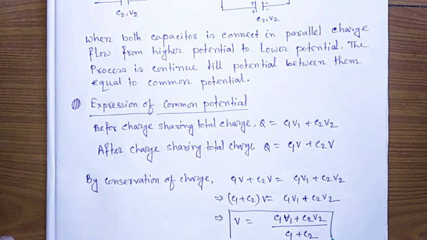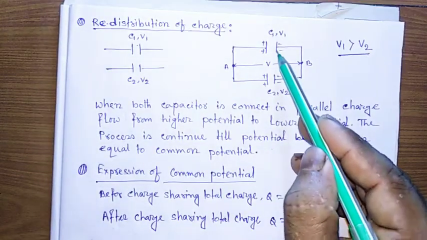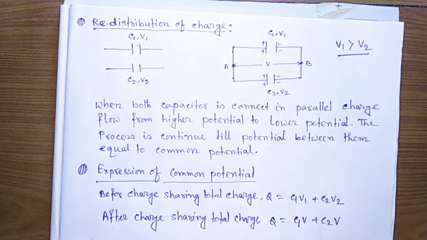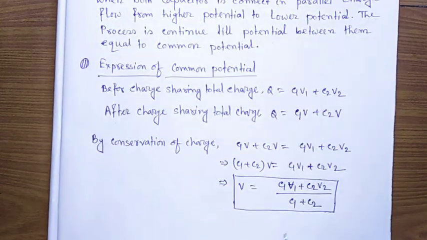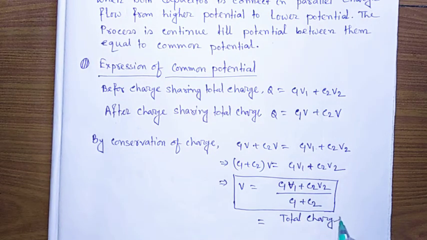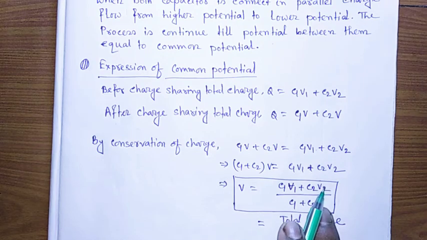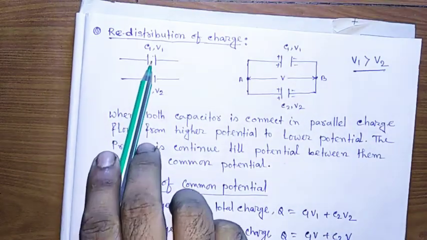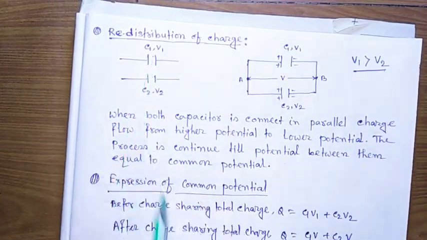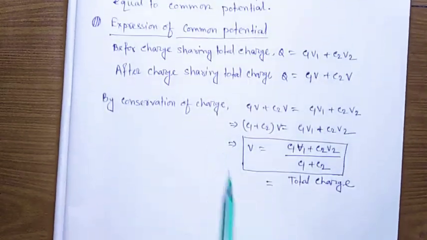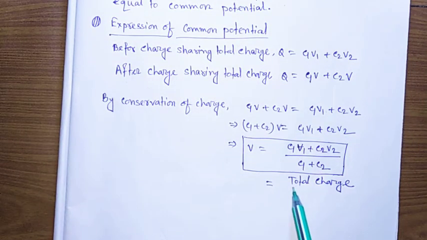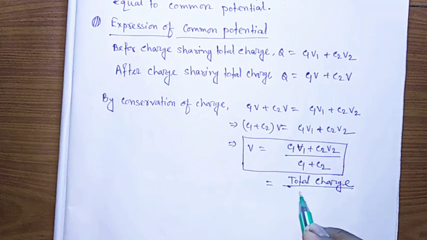So this is the expression of the common potential when both capacitors are connected in parallel, and it is equal to the total charge, C1 V1 plus C2 V2, which is the total charge of the two capacitors, divided by the total capacitance of the two capacitors.